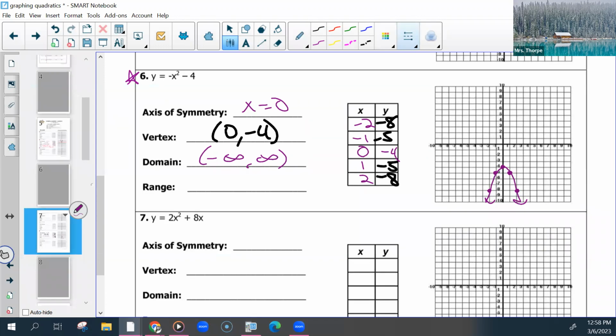And then for our range, we're looking lowest to highest. What's your lowest point? -infinity, yep. Highest point? -4. You can write it like that. Or since the highest is -4 and everything is below that, it would be y is less than or equal to -4. So either or.